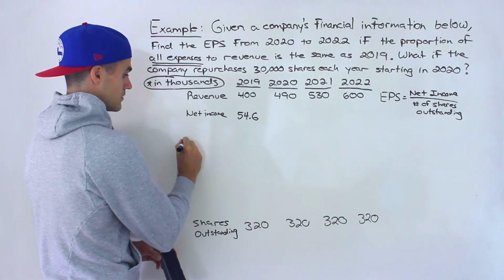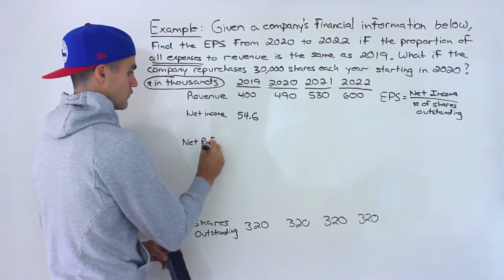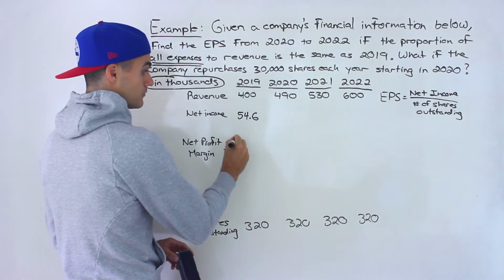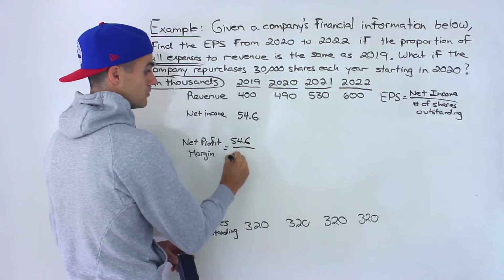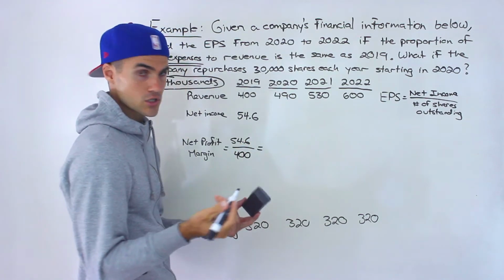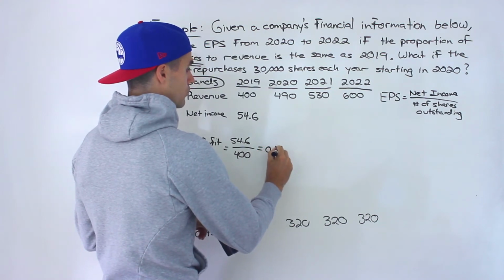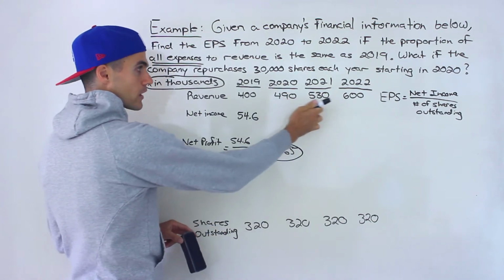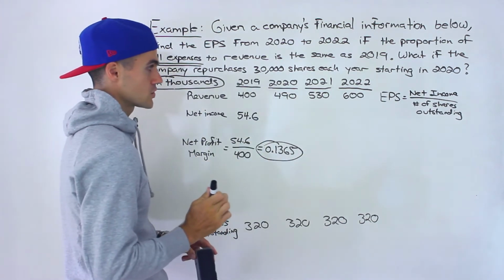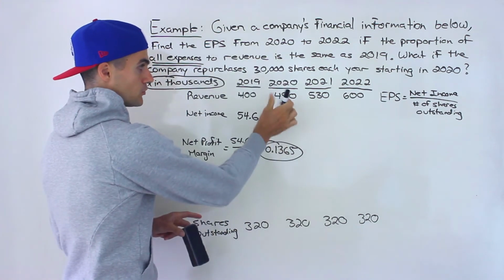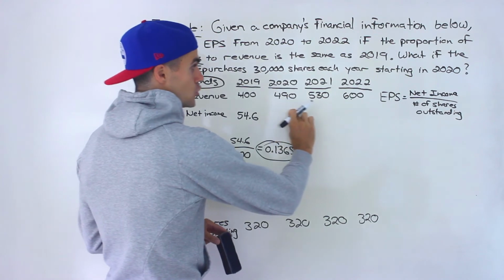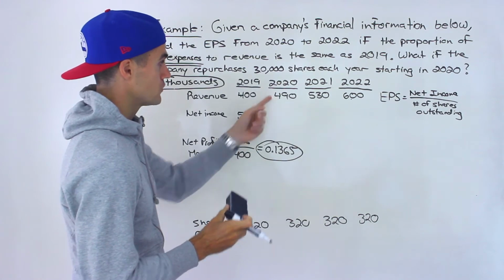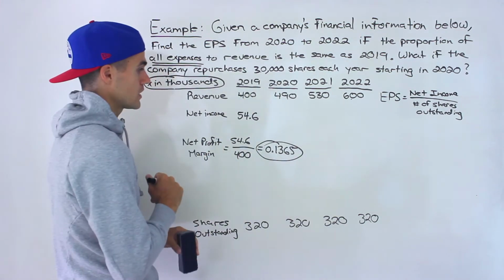So the net profit margin for 2019 is going to be the net income for 2019 over the revenue. And when you do that calculation, you would get 0.1365 or 13.65%. I'm going to keep it in decimals because we're going to be multiplying these by that net profit margin. Right? So taking this, multiplying all of these revenues would give us the new net incomes, and that would make sure that all the expenses were in proportion to revenues the same way as it was in 2019.